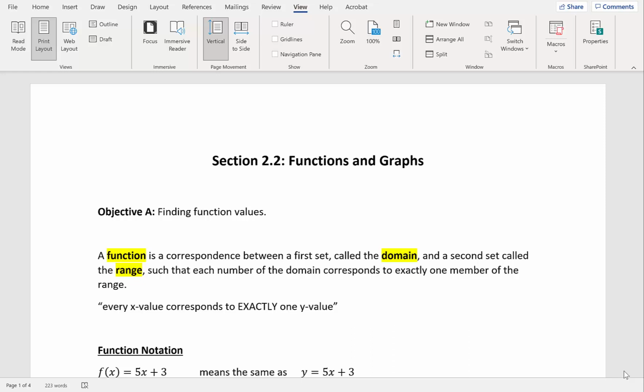In this video, we'll take a look at section 2.2, which is on functions and graphs. Our first objective is finding function values. But first, let's take a look at the definition of a function.